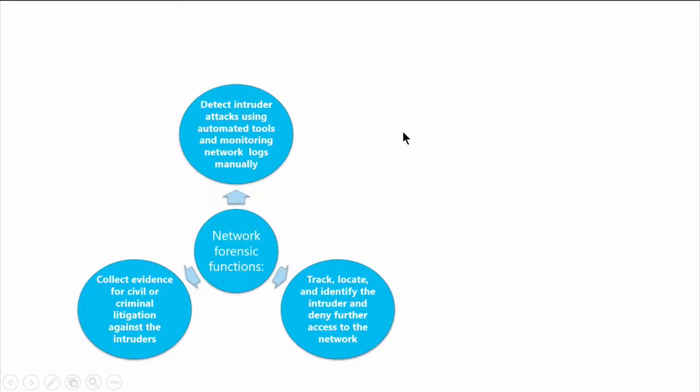One, detect the intruder, attacks using automated tools, and monitor network logs manually. It will help you to collect evidence for civil or criminal litigation against bad guys. It will help you to track, locate, and identify and deny further access to the network.